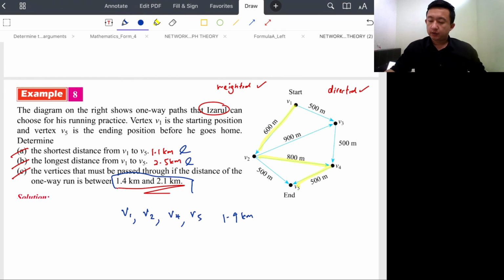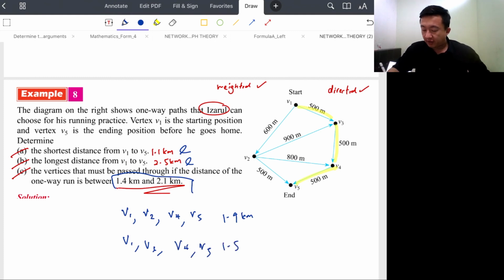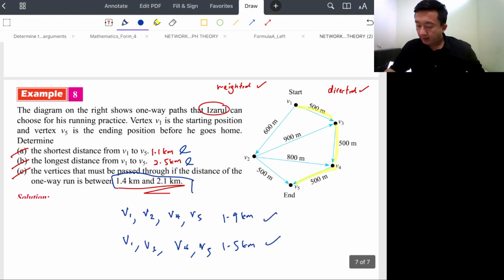Okay. Is this the only answer? We check and see. 1, 2, 4, 5. Where else can we travel? Let's try 1, 3. 1, 3 can or not? 1, 3. 2.4, 2.2, or 2.9, more than that, I think. Maybe this one? 1.5. Hey, this one can. Yes. So V1, V3, V4, V5, 1.5 km. Okay. Is there any more path? Let me check. Yep, no more, I think. Right, and this is the possible answer lah. The vertices that must be passed through are 1, 2, 4, 5, or either 1, 3, 4, 5. Okay. Thank you.